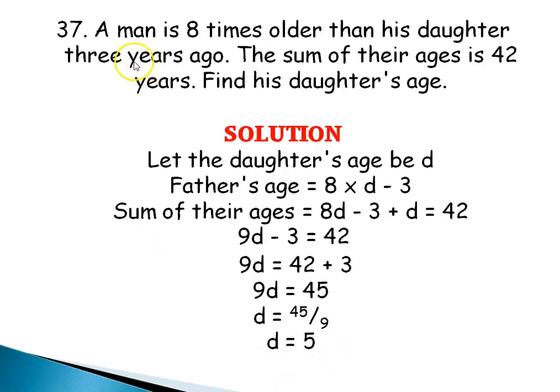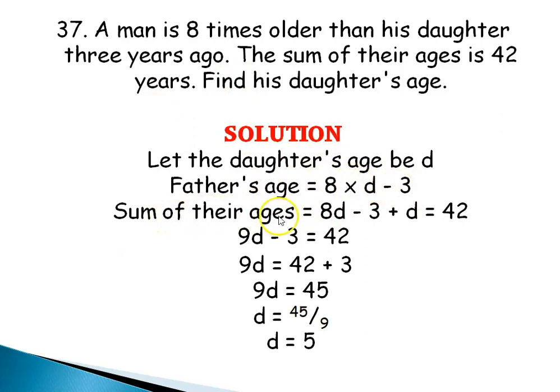Question 37. A man is 8 times older than his daughter 3 years ago. The sum of their ages is 42 years. Find his daughter's age. So let the daughter's age be D. We want to use D to represent the daughter's age. And then the father's age will be 8 times D minus 3. This minus 3 is talking about 3 years ago. That is deducting 3 from his present age. 8 times D minus 3 is the father's age.